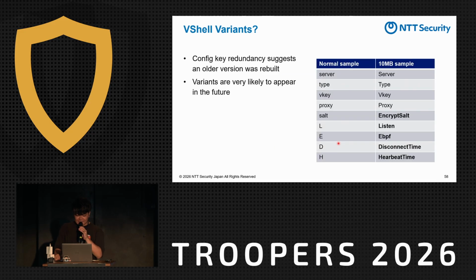When comparing the normal sample with the 10 megabyte sample, we can observe clear differences in the configuration keys. In the normal sample, short key names such as salt, L, and E are used, while in the 10 megabyte sample, more descriptive keys such as encrypt salt, listen, and eBPF are used. This indicates that configuration in the larger sample is defined in a more verbose and redundant manner. Such redundancy suggests that the 10 megabyte sample may have been derived from an older or different codebase. Given these implementation differences, it is highly likely that additional variants will continue to emerge in the future.